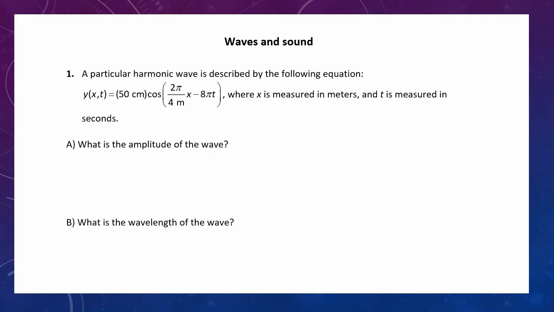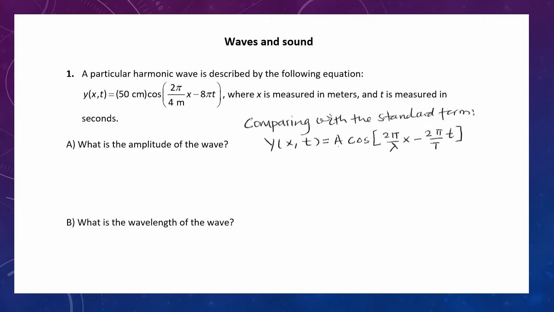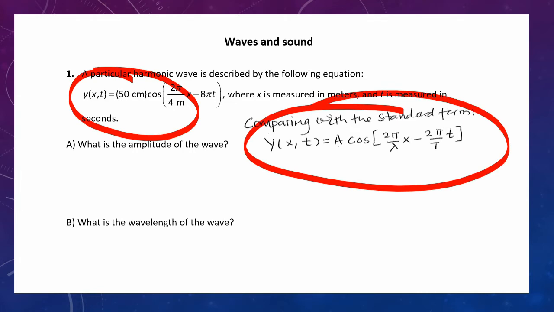So the first thing you should do when you see a wave equation like this is compare it to the general wave equation that you have on your formula sheet. By looking at these two, if you know what the symbols mean, you can pretty much figure out any of the values. Amplitude is just the value A. So if you compare this equation here to the equation from the formula sheet, A is obviously just going to be 50. So we can write that down.